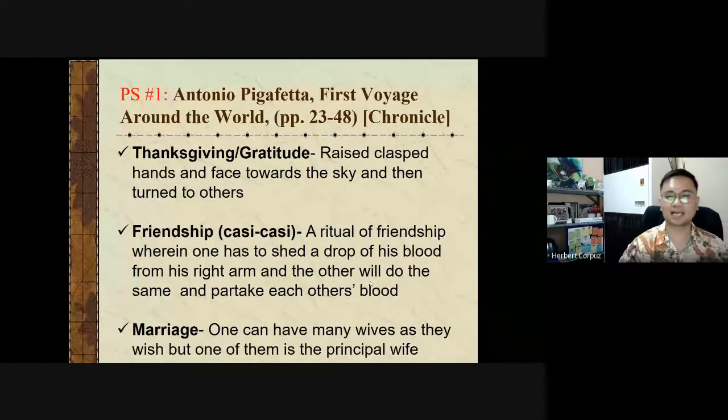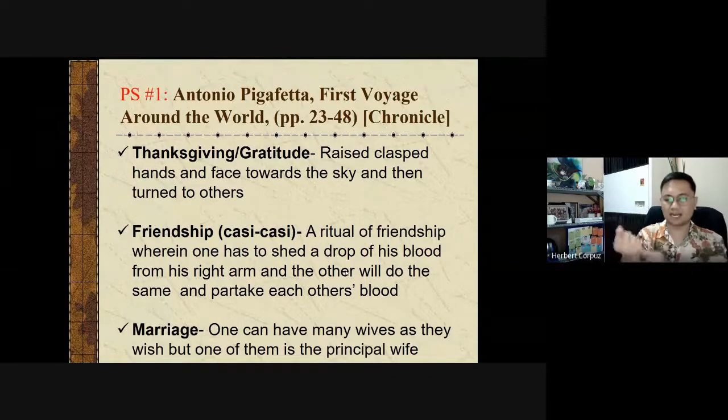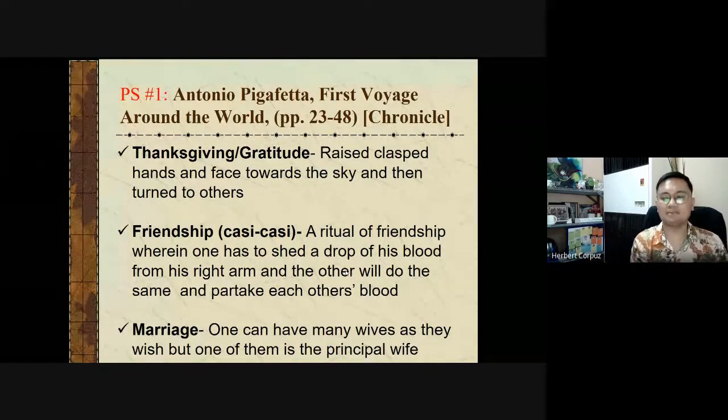The friendship is called kasi-kasi. It's a ritual of friendship wherein one has to shed a drop of blood. Ito yung sandubuan. One sheds a drop of blood from his right arm, and the other will do the same, then they partake of each other's blood. So inumin nila ang na-mix na dugo ng bawat isa. That is kasi-kasi or sandubuan, a sign of friendship.